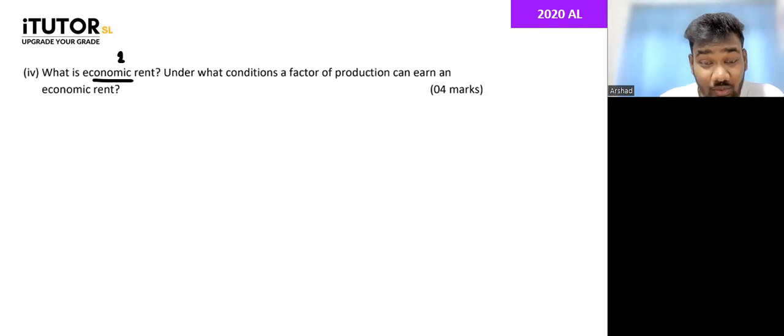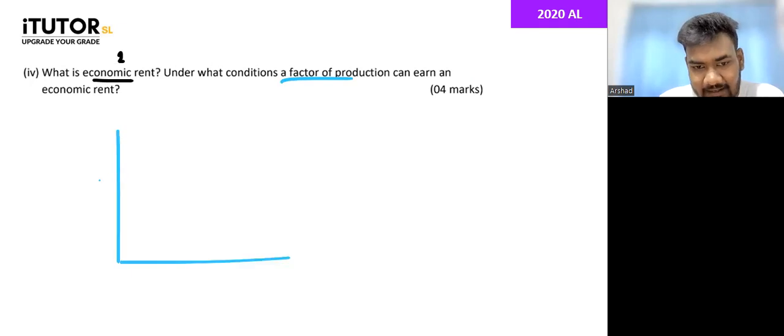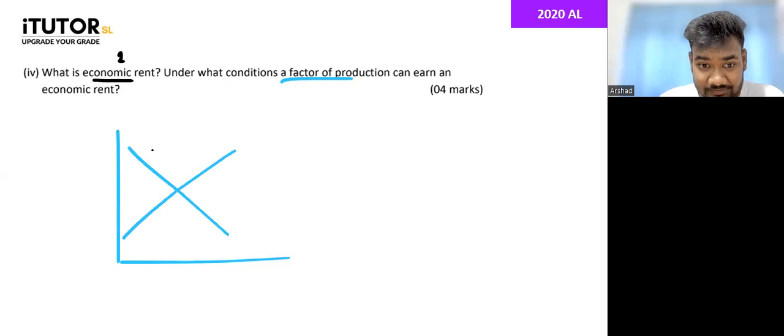This is the part that you will get a little stuck. At what conditions does this happen? So what are the conditions? Now think, for you to have an economic rent, be very careful. Which part is economic rent? Economic rent is this part.